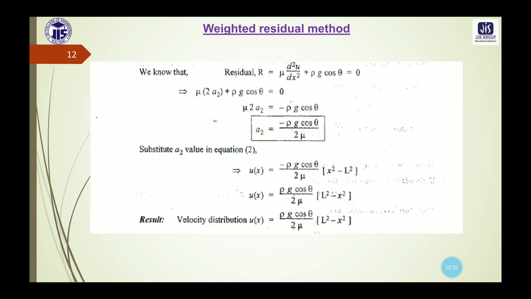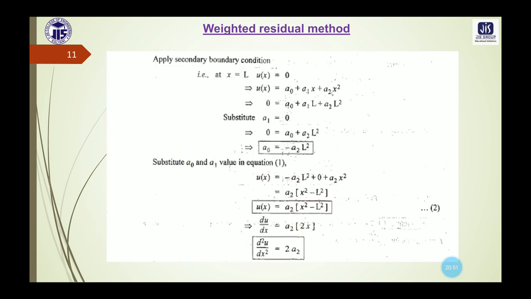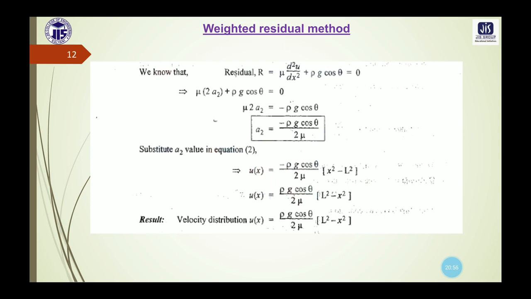Now the residual which is given here, capital R, equals mu ∂²u/∂x² plus rho g cos theta. This is equal to 0. But the value of d²u/dx² we have already found in the earlier slide: d²u/dx² is 2a2. Now if we put this value of d²u/dx² here, then mu into 2a2 plus rho g cos theta is equal to 0. So the value of a2 which we are getting here is minus rho g cos theta divided by 2 mu.